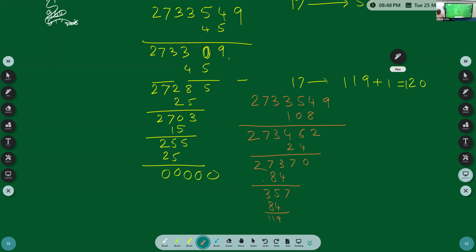The moment you get relatively small number, you should figure out whether it is divisible or not. But it works.